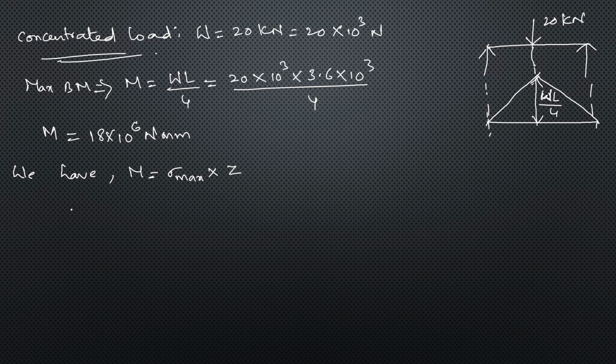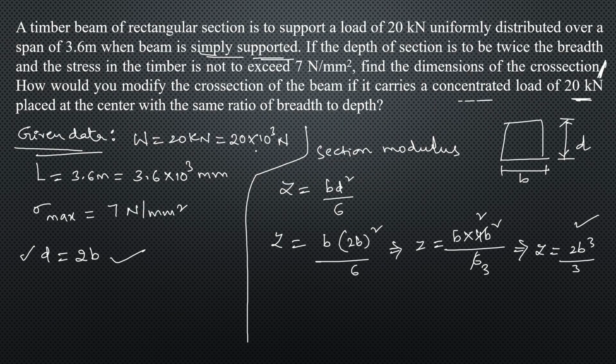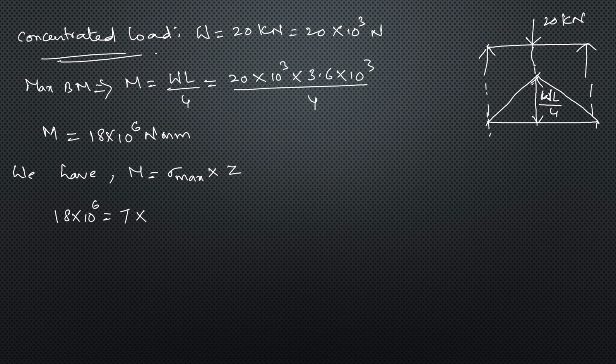Now we will take the relationship M is equal to sigma max into Z. So from here, M is 18 into 10 power 6, which is equal to sigma max, 7, into what is Z again? Z did not change. Okay, Z is the same, 2b cube by 3. You might ask, why are we putting the same value? Because in the question you see the same ratio of breadth to depth, means he's saying you use the same relationship. So Z will not change. So Z is 2b cube by 3 only.